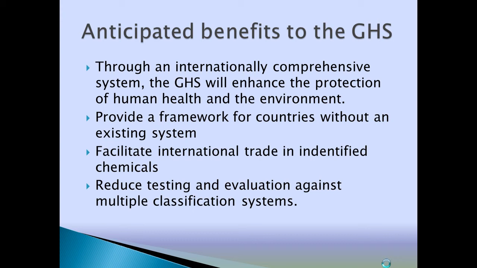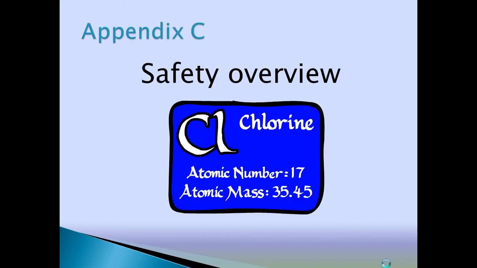Reduce testing and evaluation against multiple classification systems. So once you get a GHS classification on a chemical, it's going to start streamlining the process. So the future application of the GHS system is really going to be streamlined, and it'll work better.